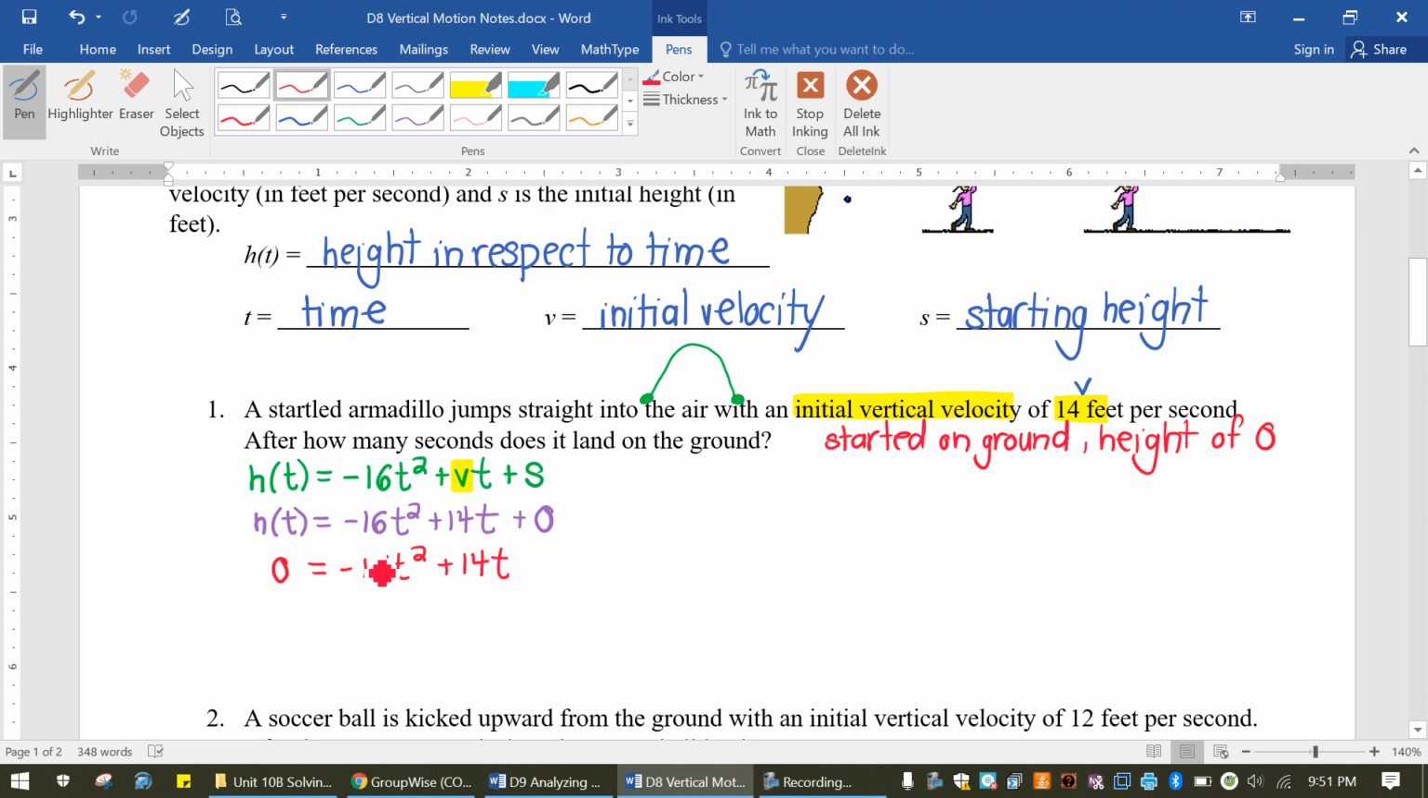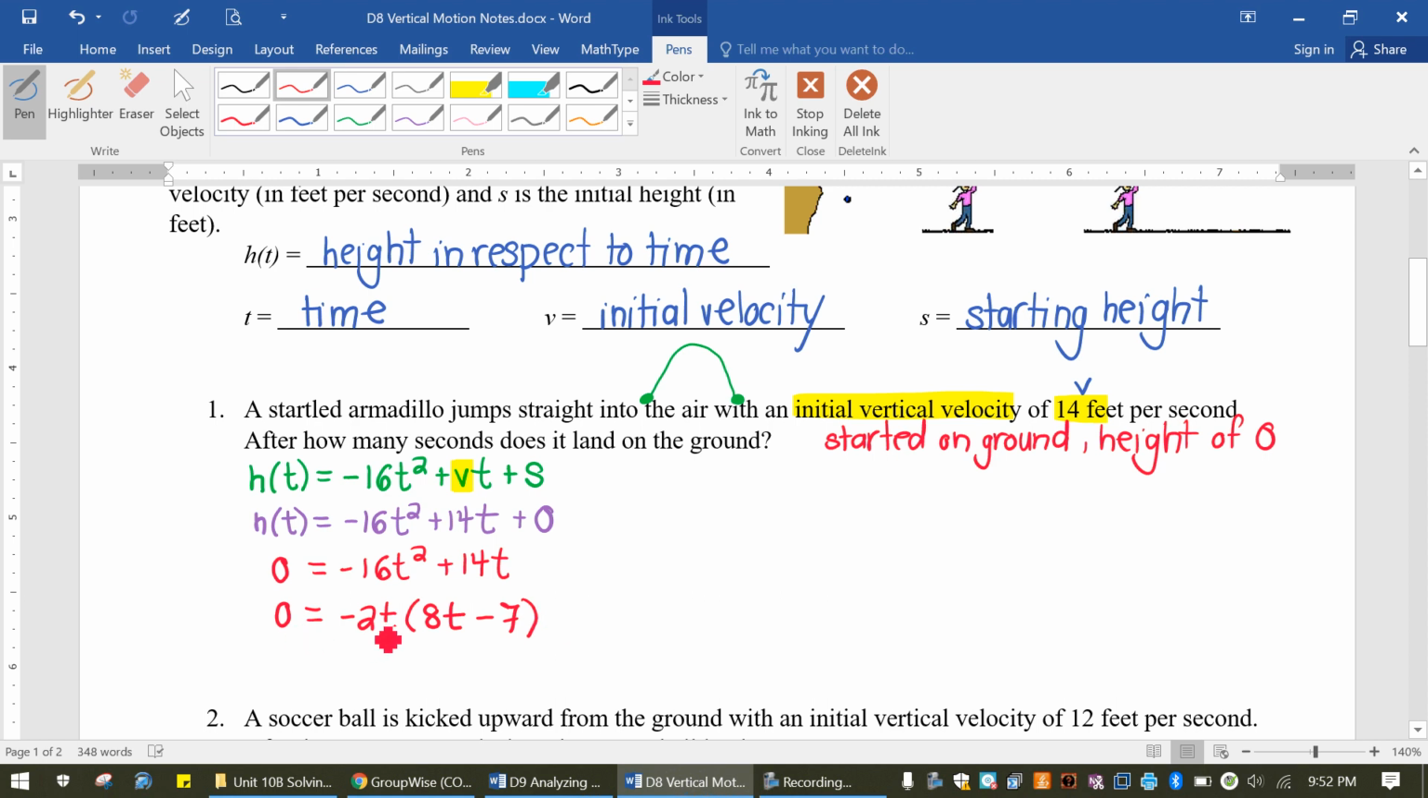So what we're going to do here is solve this. Since I don't have a constant, we have two parts that each have variables in here. I'm going to try and factor it. If I take out a GCF, they both at least have a t, and I'm going to take out a negative 2. So what they have in common is a negative 2t. Negative 16t squared divided by negative 2t will be 8t, and 14t divided by negative 2t will be negative 7.